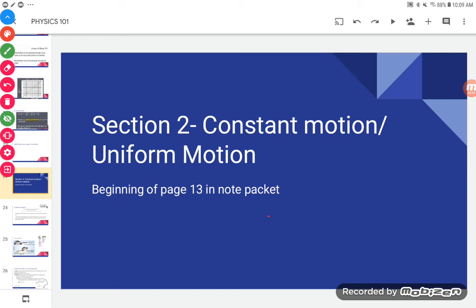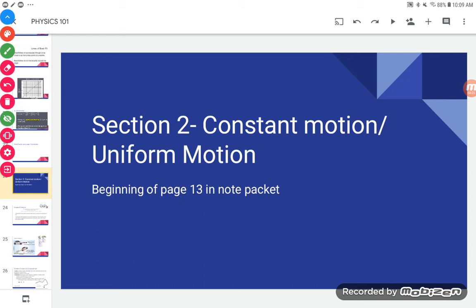I'm going to do a few smaller videos this time rather than one long one like I did last time, just to keep it simple. In the first video we're going to talk about constant motion and uniform motion, and we're going to talk about constant speed and calculating speed.